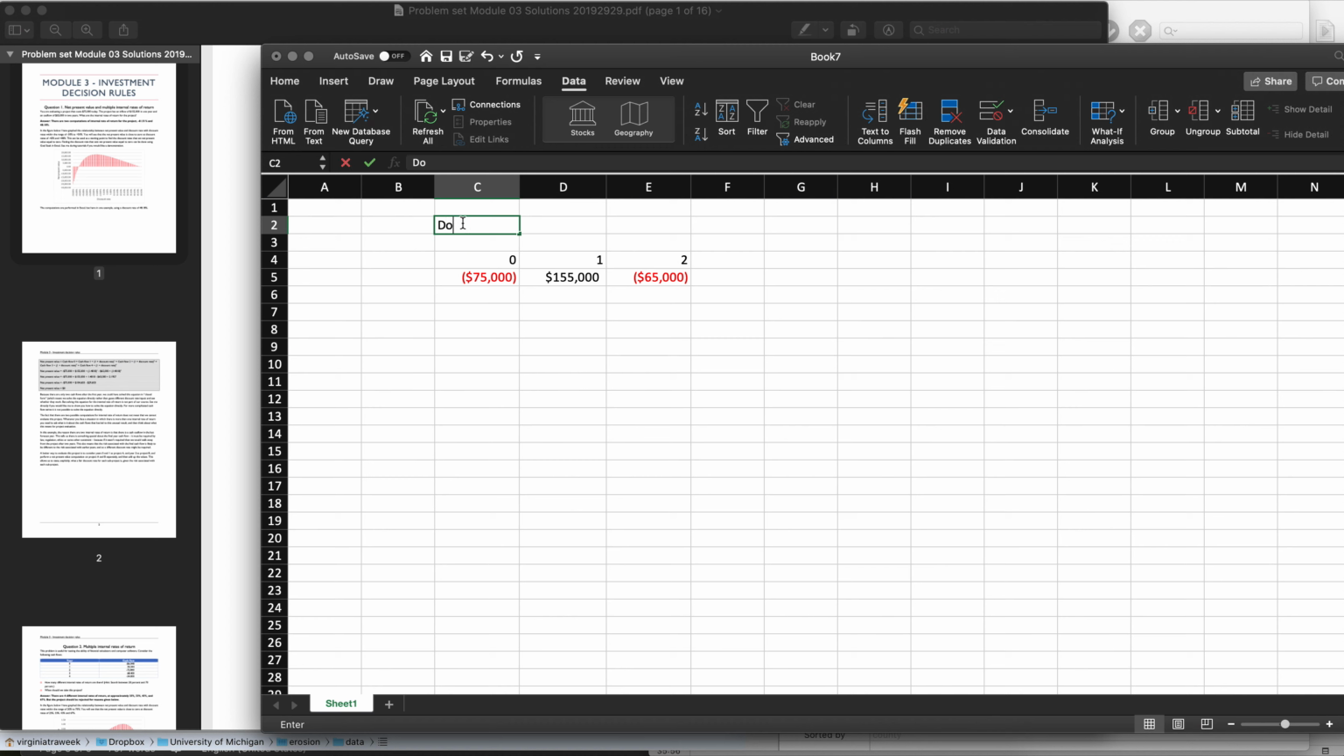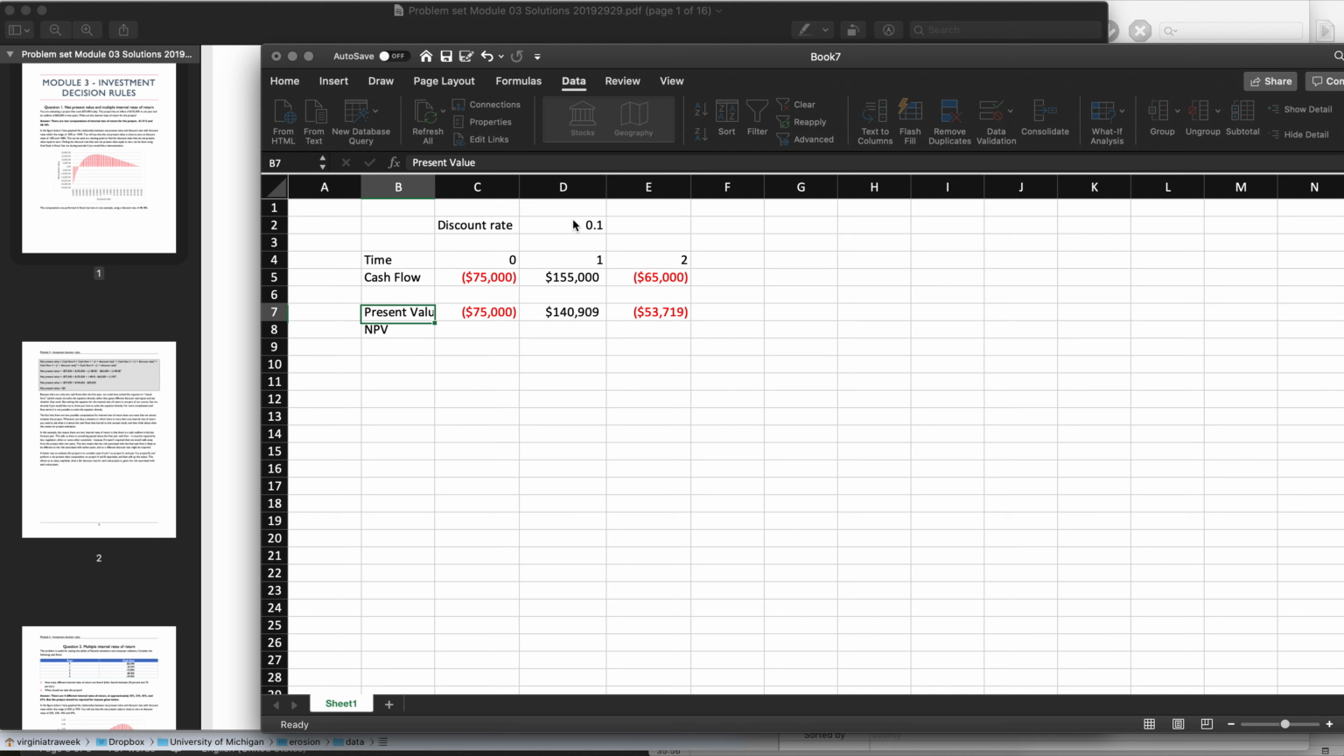Okay, let's set our discount rate. I'm going to just put 0.10 for now. Okay, so this is the time, this is the actual cash flow, this is the present value of the cash flows, and this is the net present value. So we're just going to sum that up. Okay, so right now at a discount rate of 10%, we have a net present value for the project of 12.1.